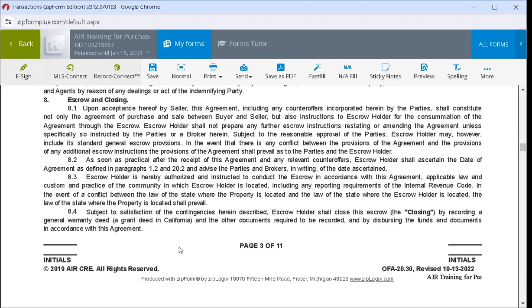So escrow and closing: acceptance by seller of this agreement, including the counteroffers incorporated, constitutes the agreement and escrow instructions between the buyer and seller. On the AIR, they do not want escrow adding any other terms really, other than purchase price and that kind of thing, and their boilerplate, but they don't want any other terms added. This should be connected to escrow instructions because this is your escrow instructions, okay? It's pretty much, I believe, the same on residential too. Those are our escrow instructions.